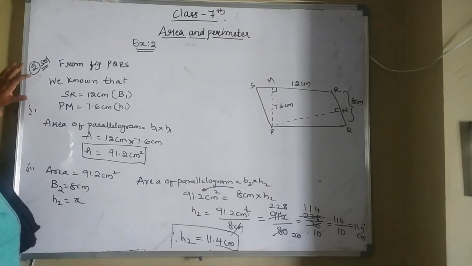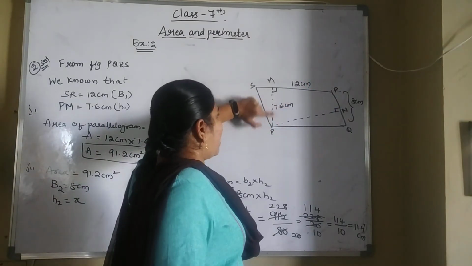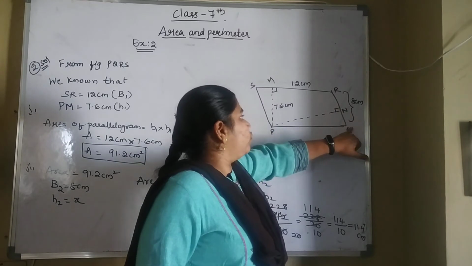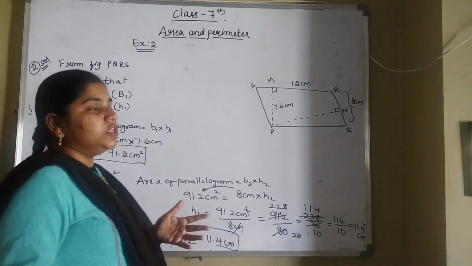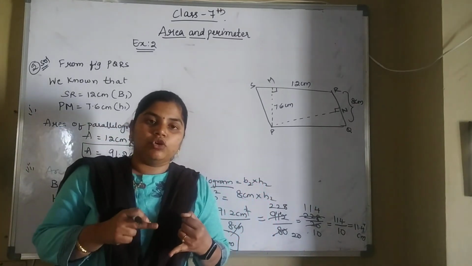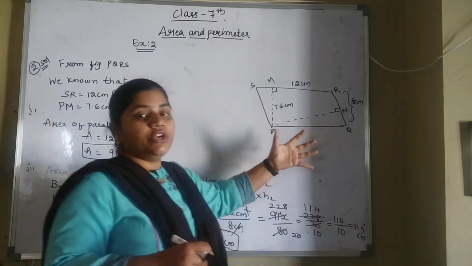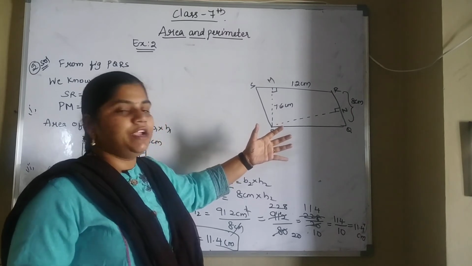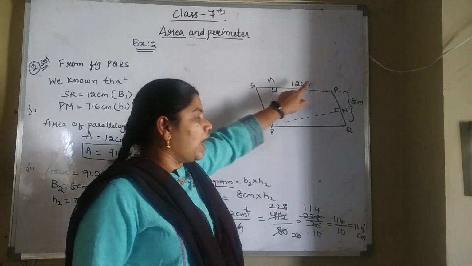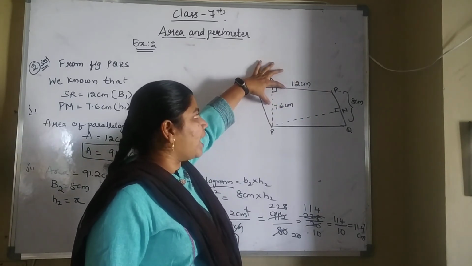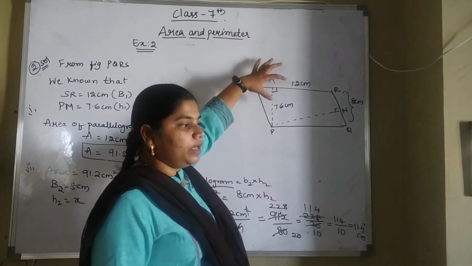Once again, in this figure they have given two heights and two base values. This is height 1, this is base 1, this is height 2 and this is base 2. So what do we have to find? We have to find the area of a parallelogram. For finding the area of a parallelogram, you need both the base value as well as the height value. So here you are seeing the base value as well as the height value together.